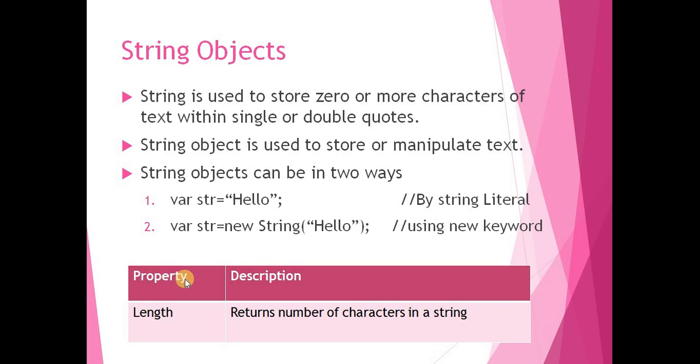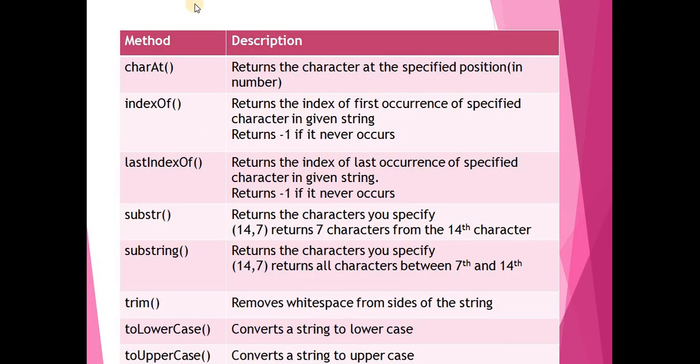Now let us see some properties and methods of the string object. The string object has one property, which is the length property. It is going to return the length of the string. Next, methods. First method, charAt. It is going to return the character which is at some specified position. Whichever position you specify, it is going to return which character is saved at that position.